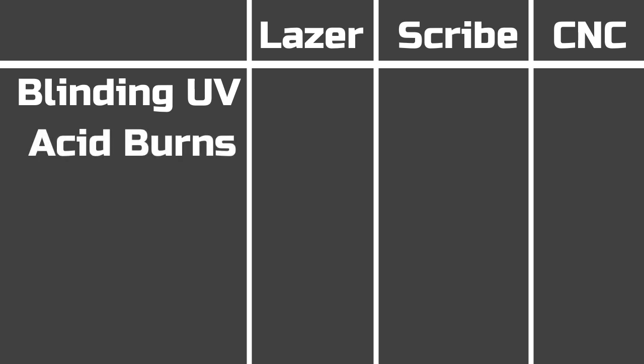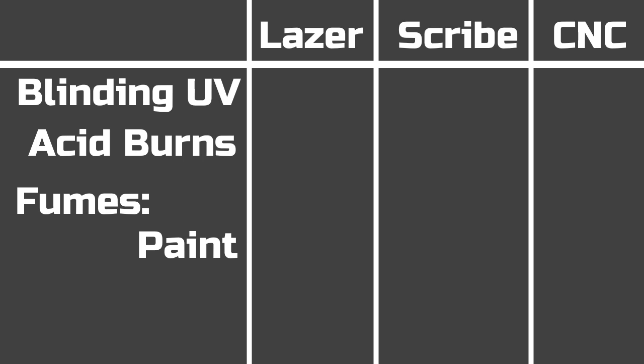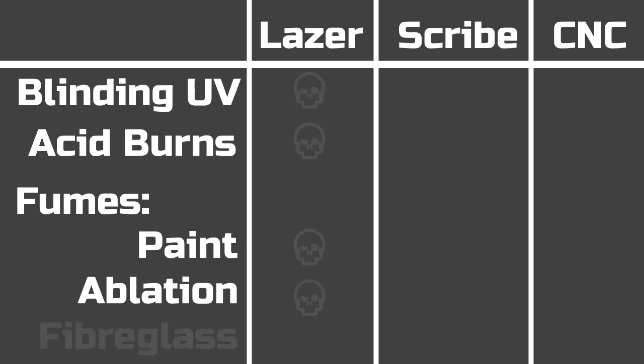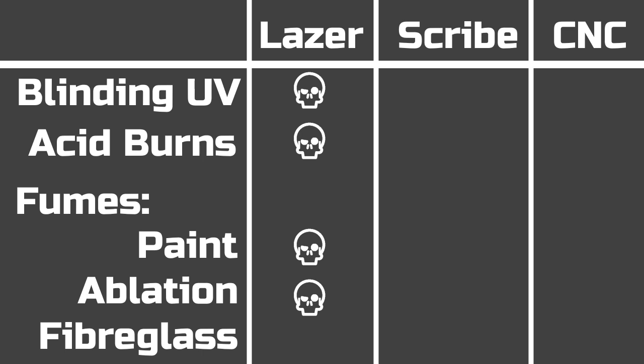So if we just look at the risks involved, we have the blinding UV light from the laser, which is quite a risk generally. We have burns from the acid from the ferric chloride, which is obviously very corrosive to your skin as well as various parts in your house. And we also have the fumes from painting the board itself at the start, and then the ablation from the laser, where it's actually burning the paint using UV light, which of course again is dangerous to inhale. And we have the fiberglass, which at the moment, obviously you've just got to cut your board.